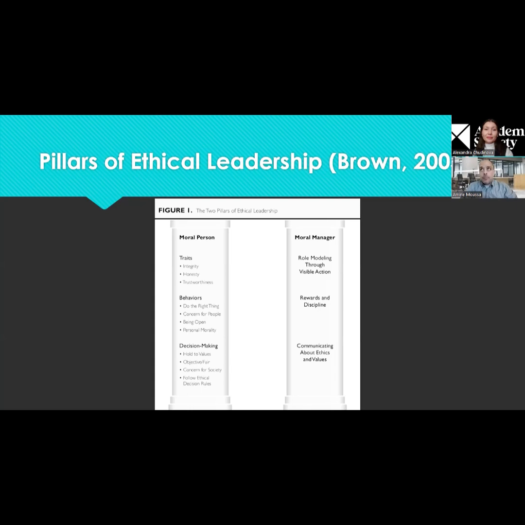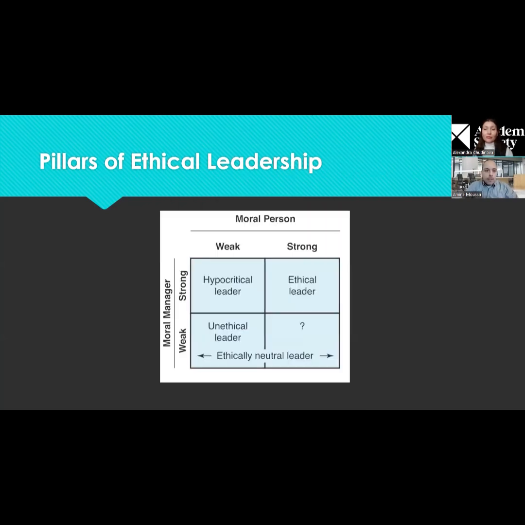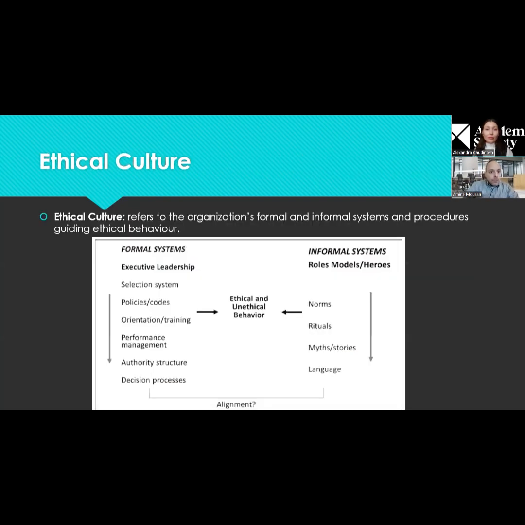So many confuse the ethical environment and the ethical climate. Putting it academically, I would say ethical culture rather than ethical environment. In literature, we see the distinction between culture and climate. Let me go to this graph here. The ethical culture, or what you are referring to as the ethical environment, refers to the organization's formal and informal systems and procedures that guide ethical behavior.